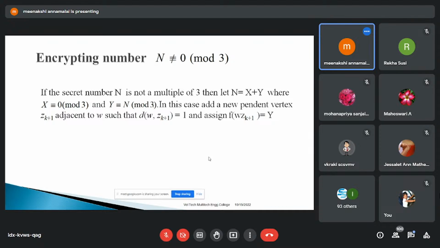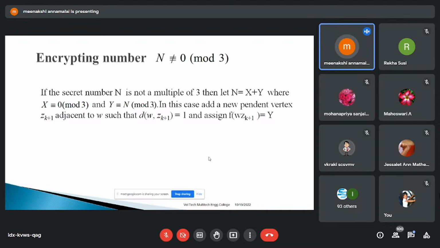And suppose, in the second case, the secret number is not congruent to 0, that is, it is not a multiple of 3. Then we have to split it into two numbers, X and Y. X is divisible by 3, Y is not divisible by 3. That Y we have to allot separately along with the vertex Z. Since WK neighbors are there, I have to add another one, WK plus 1. For Z WK plus 1, I assign the weight Y. That is what I marked here.